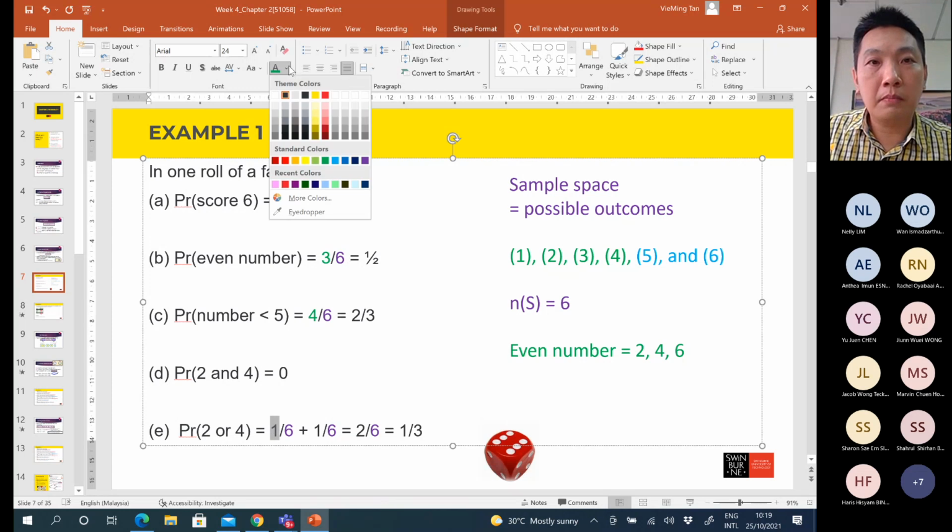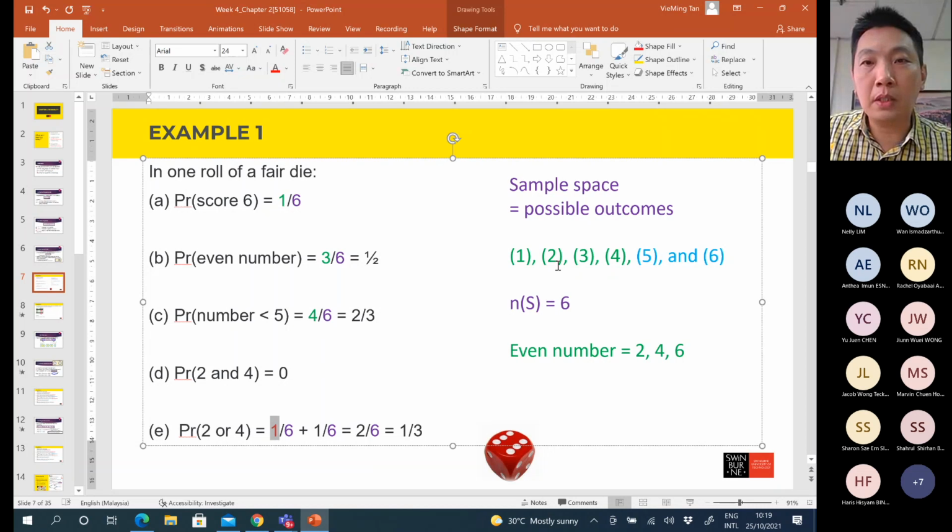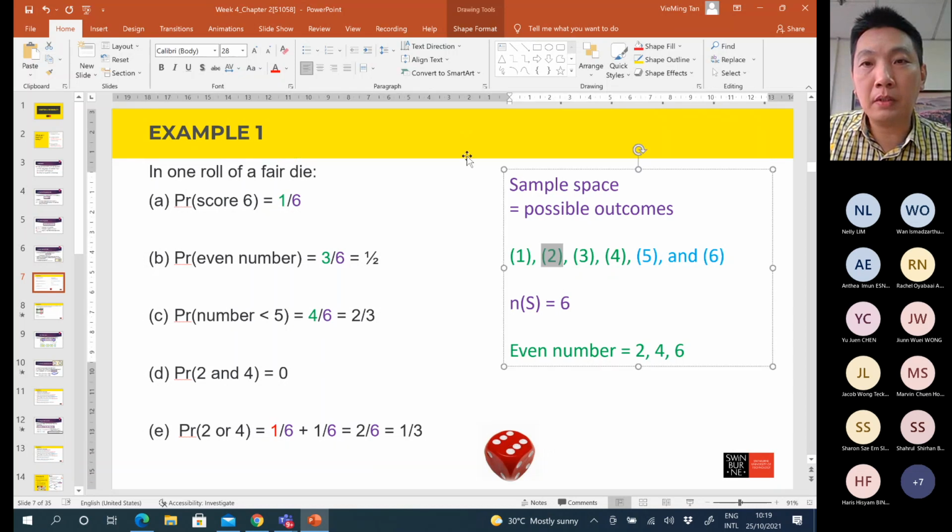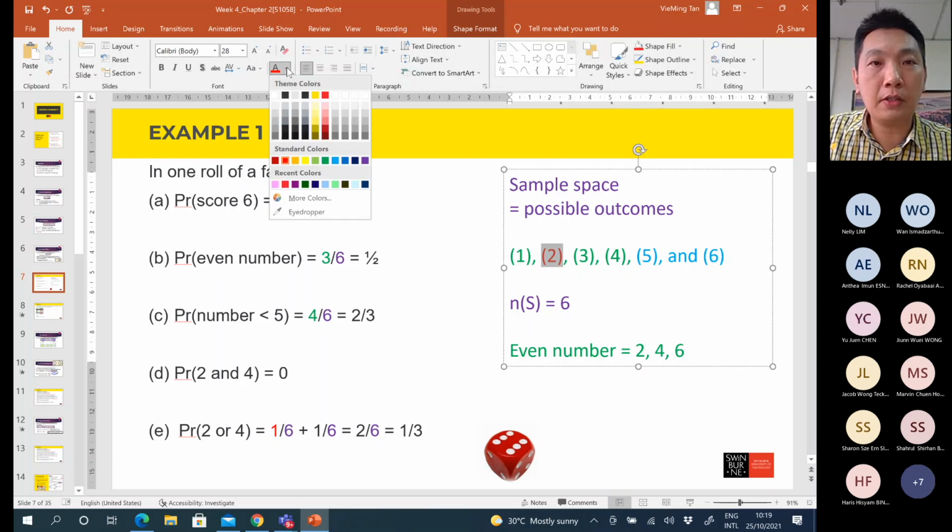Maybe I use another color. I use orange. This is 2. Maybe I use this one. 1. The 1 is because of this one. This is for the probability to get score 2. You get 1/6. Then plus the probability to get score 4. Score 4 also got 1 only. One face consists of score 4. I use a different color so that you can see.